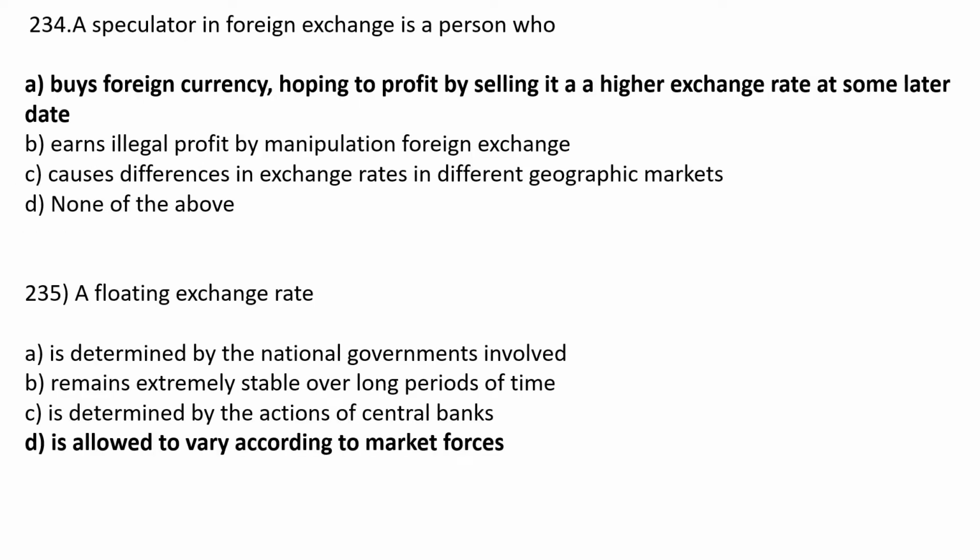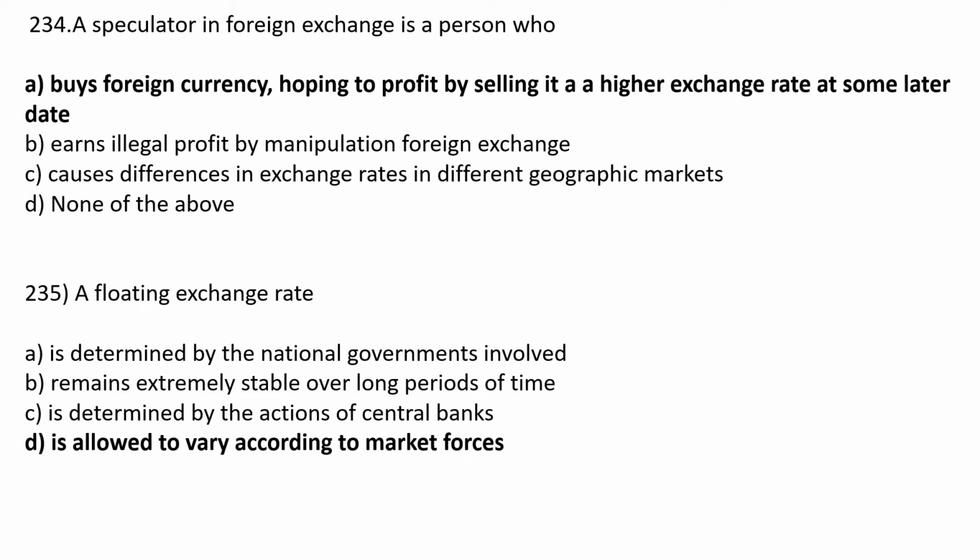A speculator in foreign exchange is a person who: option A buys foreign currency hoping to profit by selling it at a higher exchange rate at some later date. Option B earns illegal profit by manipulating foreign exchange. Option C causes difference in exchange rate in different geographical markets. Option D none of the above. The correct answer is option A, buys foreign currency hoping to profit by selling it at a higher exchange rate at some later date.